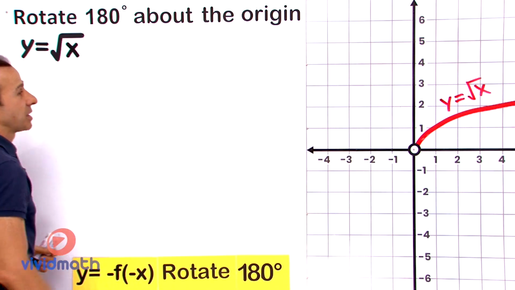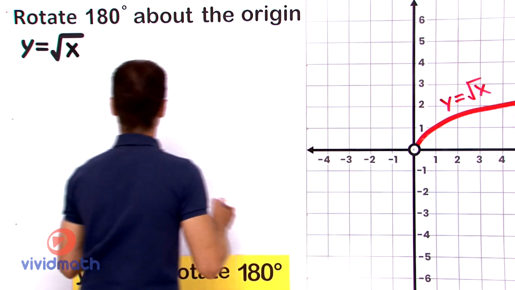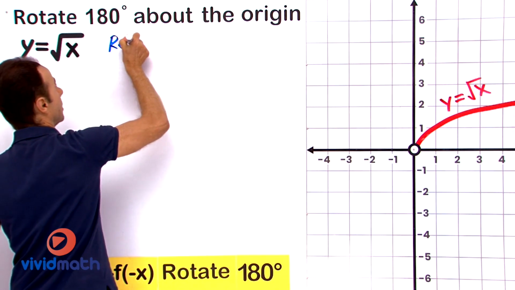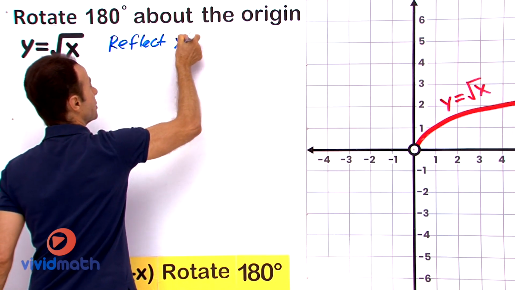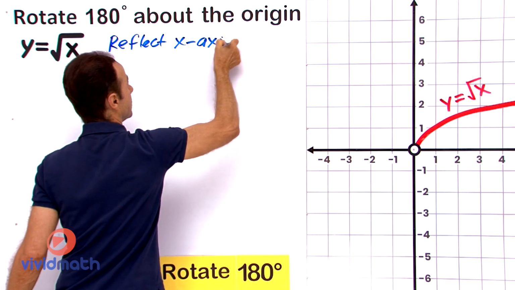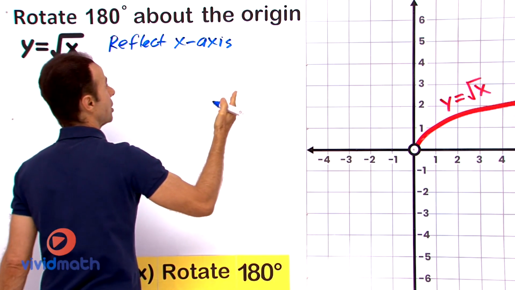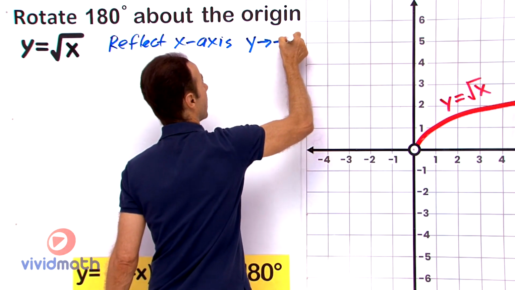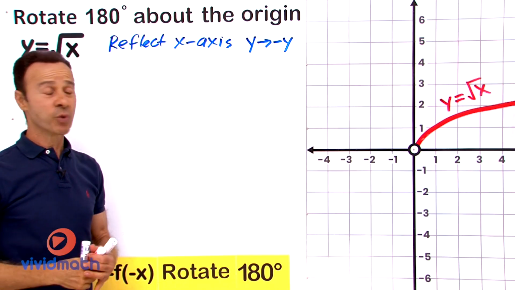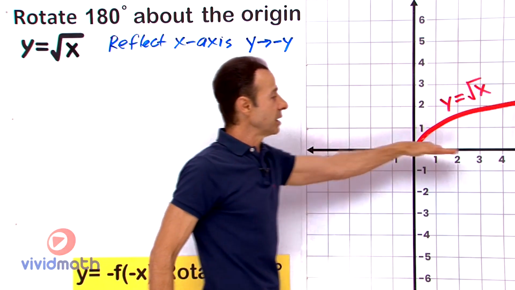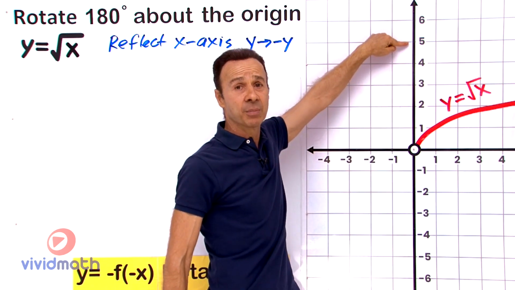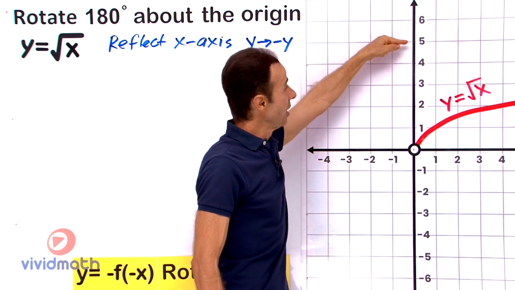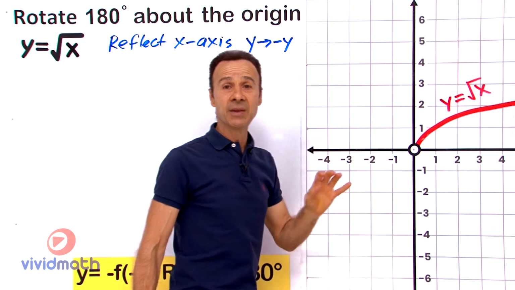So let's go through this step by step. The first thing we're going to do is reflect about the x-axis. The first thing we want to do is swap the y's. So you replace y with negative y. Why do we swap the y's if we reflect about the x-axis? Well, if we're reflecting about the x-axis and we've got y equals 5, for example, and we reflect that about the x-axis, then that's going to become negative 5. So you can see the y values swap in their sign.